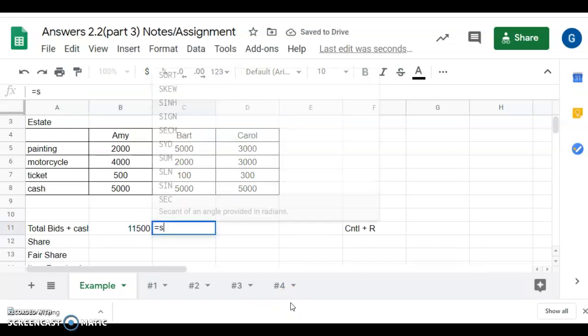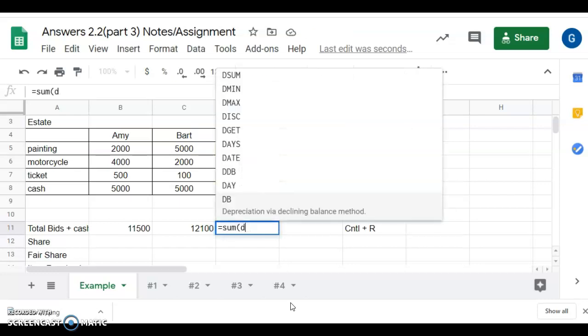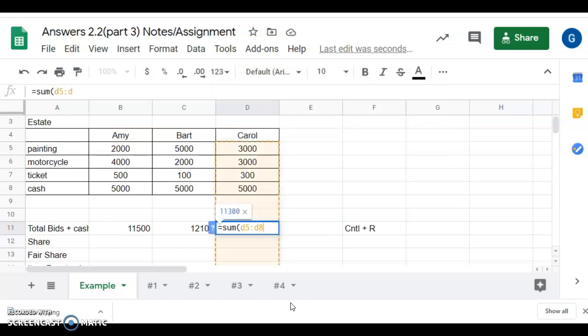We can still go equals sum of, but now Bart's column is starting at C5 and go all the way to C8. Okay, Carol's column is going from D5 to D8. Okay, and then now you have their total bids plus their cash.